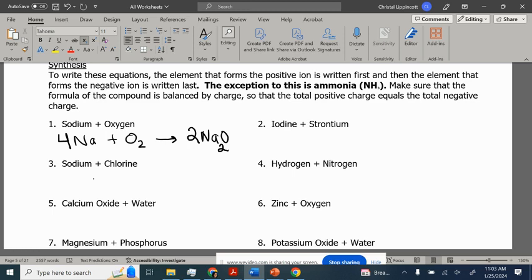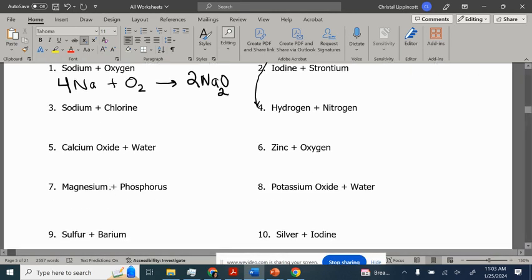Make sure when you're doing number 4 that you look at that instruction up here, because that's going to help you out a little bit. Number 5 is one of those oxides in water. So I want to do that one with you. This is going to be calcium oxide. You're going to add water to that.